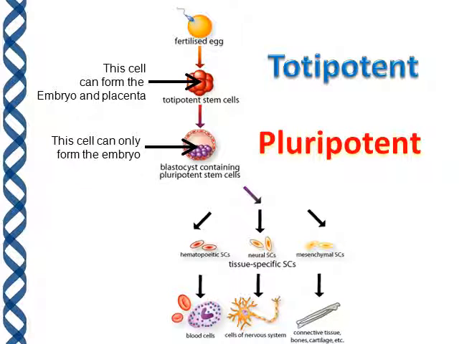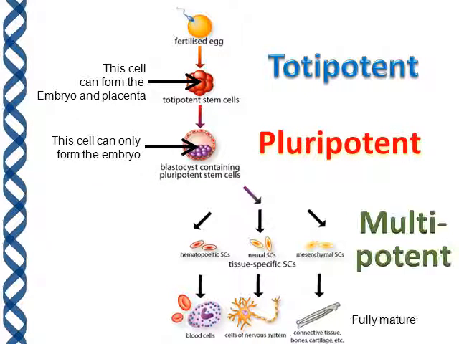There is the pluripotent cell line. This is derived from one of the cells within the inner mass of the blastocyst. This cell can only form the embryo and cells derived from the embryo. And lastly, there are the multipotent cells. These are derived from tissue-specific stem cells, and they can only differentiate into tissues of the same tissue type.